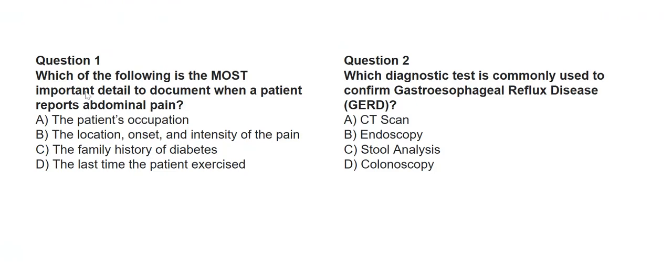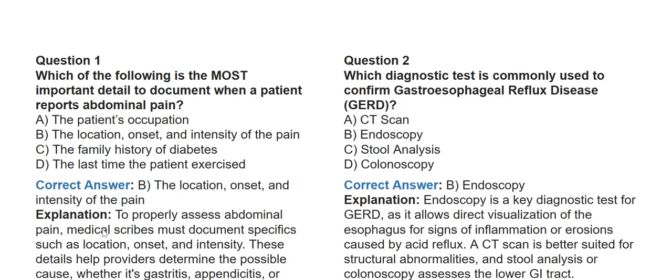Question 1. Which of the following is the most important detail to document when a patient reports abdominal pain? A. The patient's occupation. B. The location, onset, intensity of the pain. C. The family history of diabetes. Or D. The last time the patient exercised. Definitely would be B. The location, onset, intensity of the abdominal pain. To properly assess abdominal pain, medical scribes must document specifics such as location, onset, and intensity. These details help providers determine the possible cause, whether it's gastritis, appendicitis, or another condition. The other options are less directly relevant to the immediate evaluation of abdominal pain.